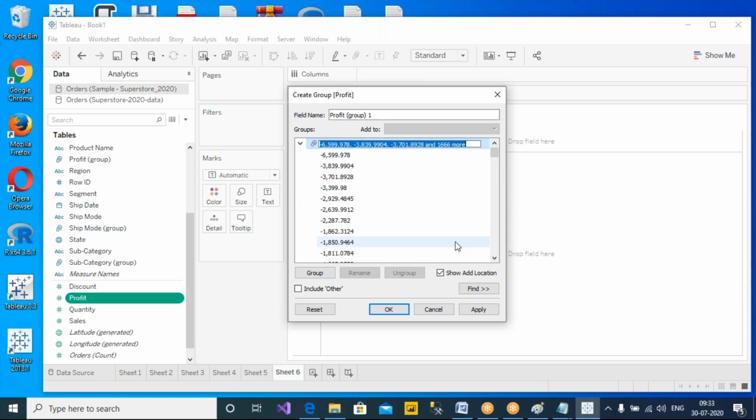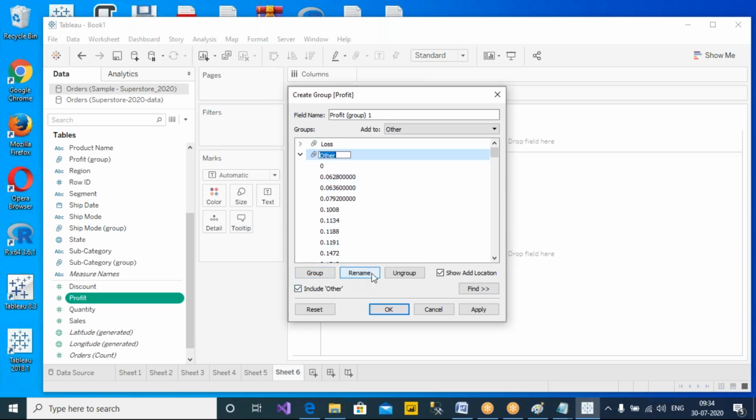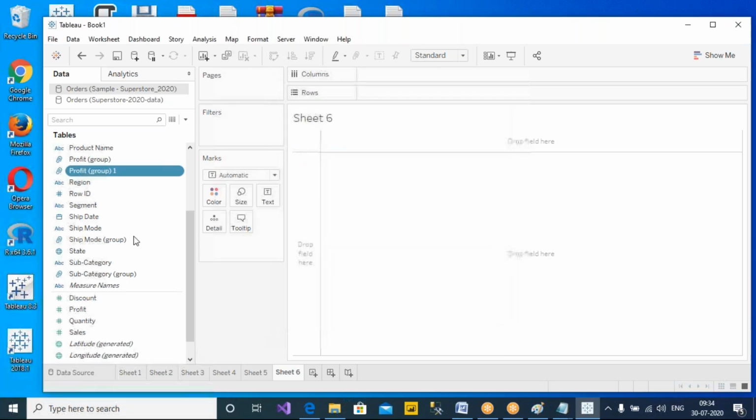Then just rename this to loss and group everything else, the rest of them, under other. I don't want the name other, so I'll just say profit. That's it. The positive values are all grouped under profit and the negative values are all grouped under loss. So hit apply and say okay, and you are getting a group.